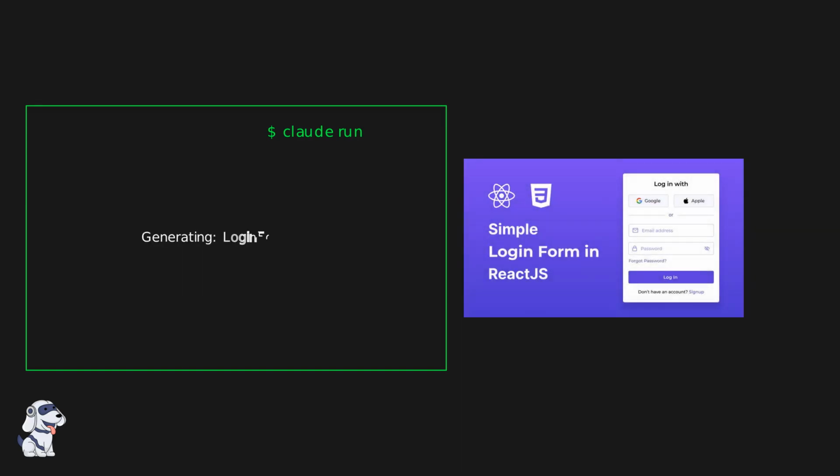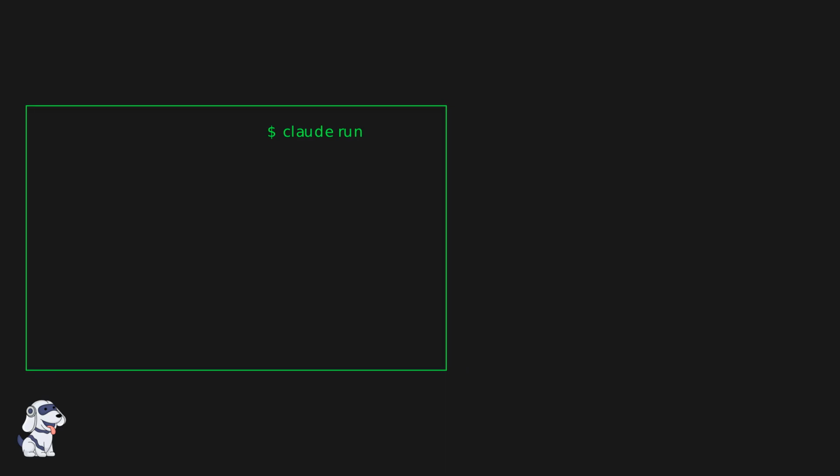For example, say, "Create a new React component for a login form." The agent will immediately draft the file structure and logic for you.